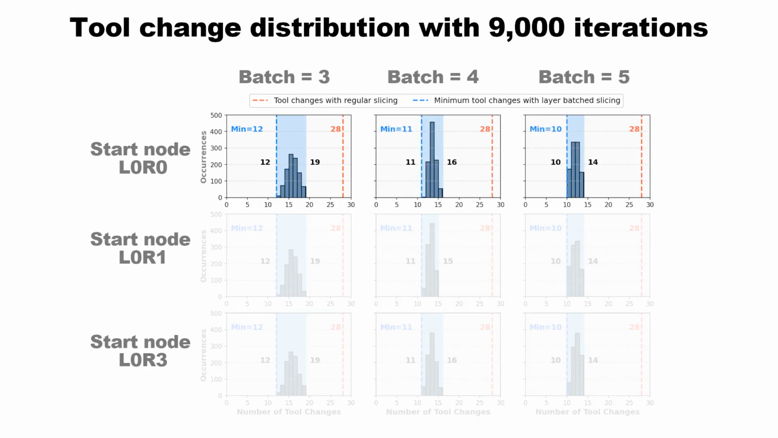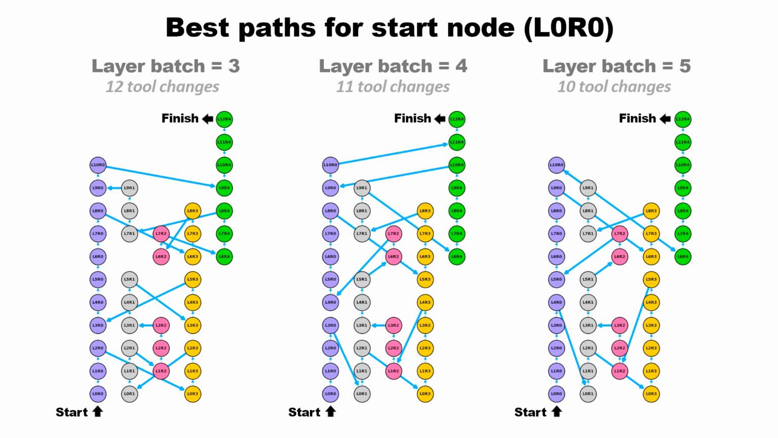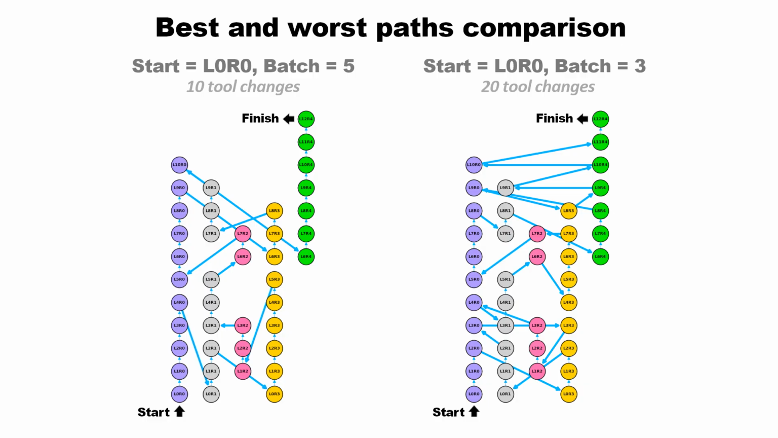Similarly, we can define the minimum number of tool changes for batches of different sizes, b equals 3, 4, and 5, starting from the same material region, for example L0R0. This allows us to visualize the best paths for a certain batch size or starting node, and compare the best and the worst paths across all iterations.